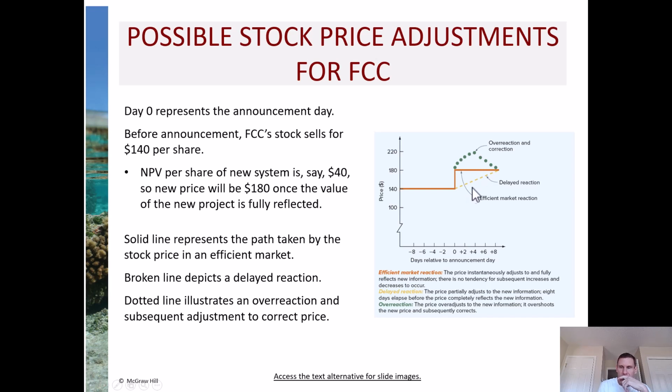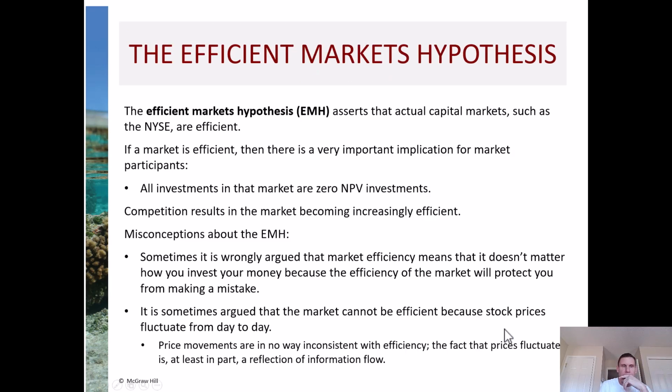The delayed reaction, this is the line here at the bottom, the yellow dotted line. The price partially adjusts to the new information. Eight days elapse before the price completely reflects it. So that's why it's delayed. And then for the overreaction, the price adjusts to the new info, it way overshoots the price, and then, of course, like any market, subsequently corrects itself.